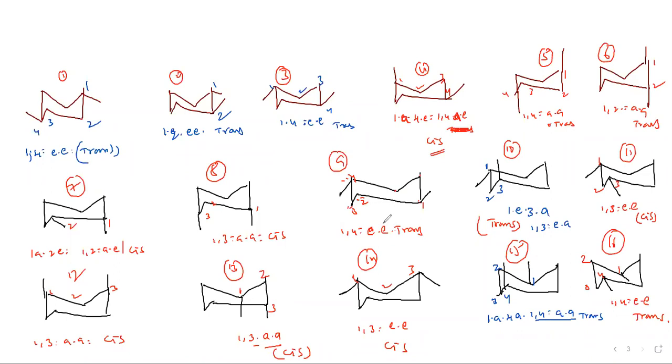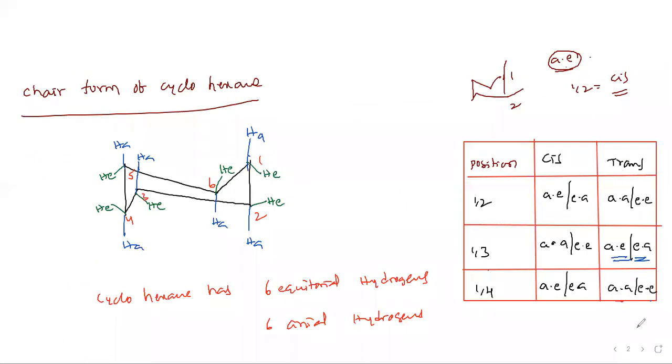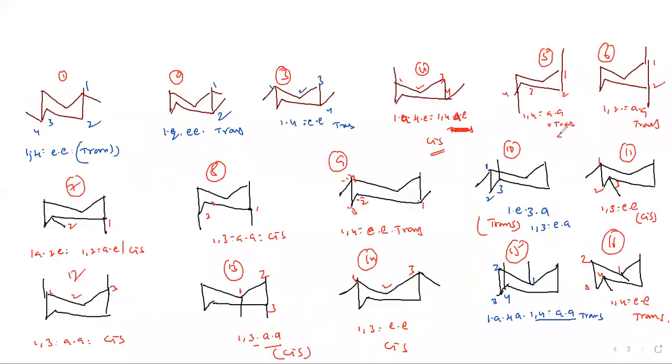Fifth one. 1 2 3 4. 1 comma 4 axial axial. What is this? Trans. We wrote trans now. Clear? Any doubts, guys? Any doubts?